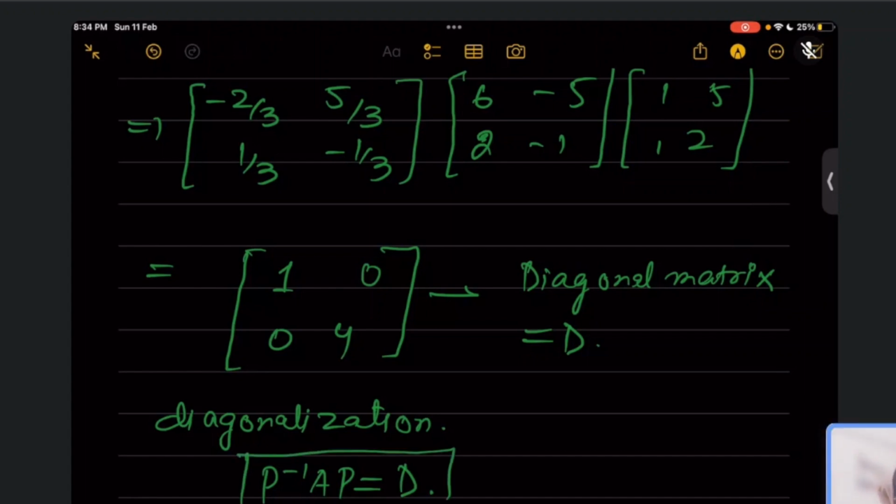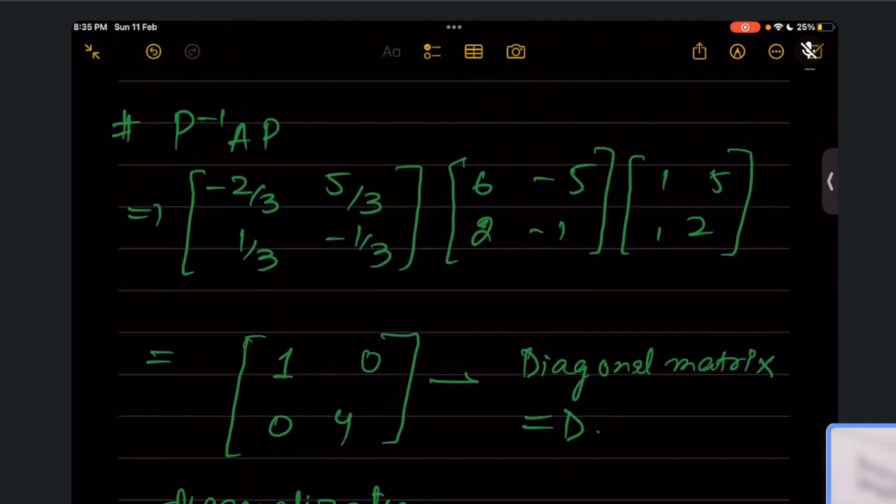Now, you might be wondering, what is the fun of doing all this, right? Does anyone know what is the significance of diagonalization? Anyone? Maybe to find the powers of a matrix. Yeah, that is correct. Anyone else who knows why diagonalization is important?